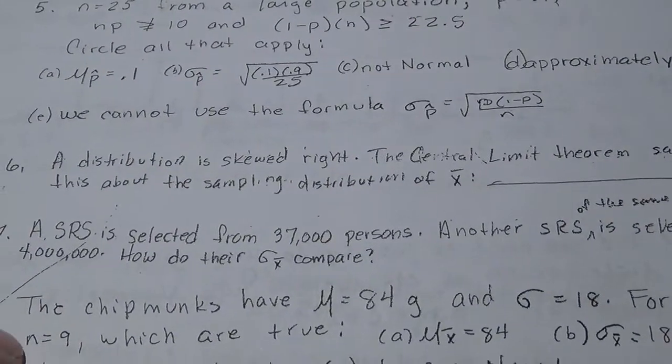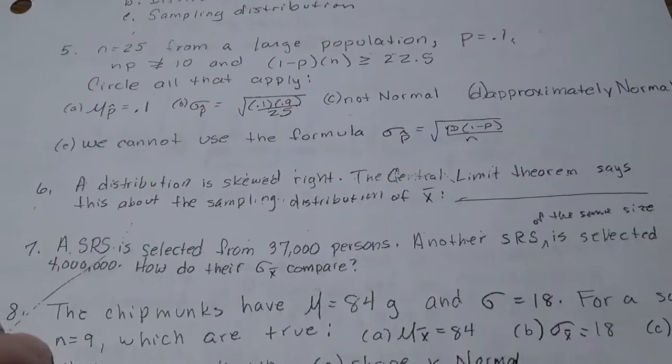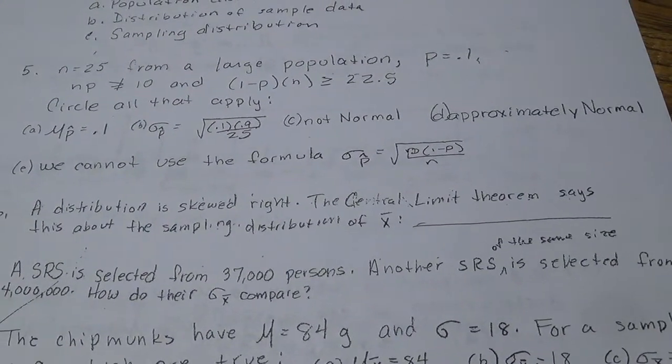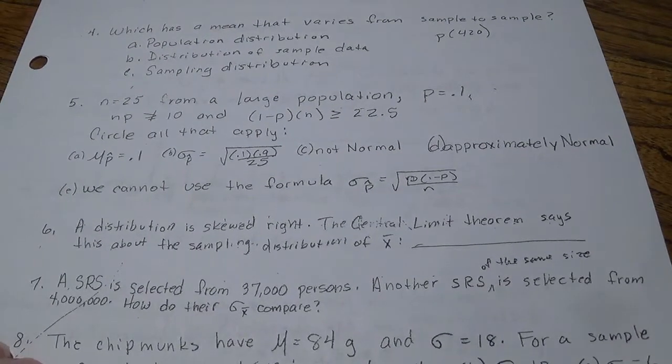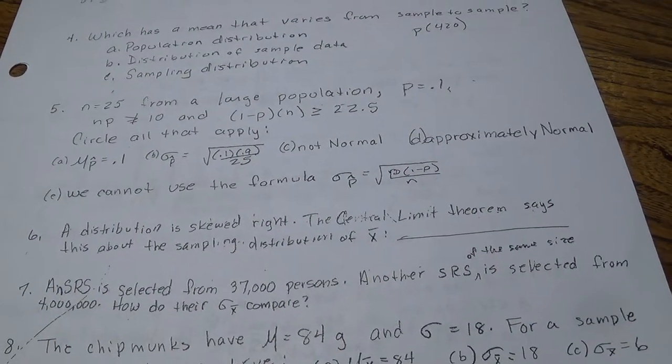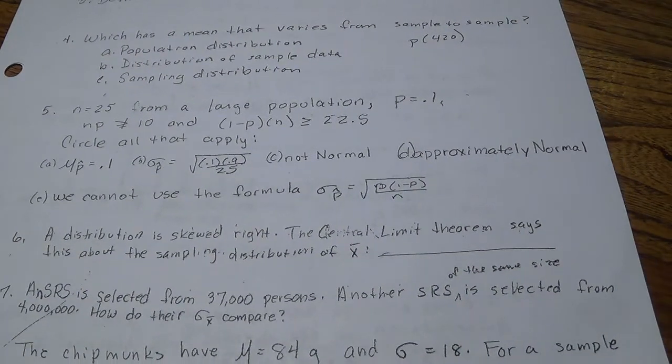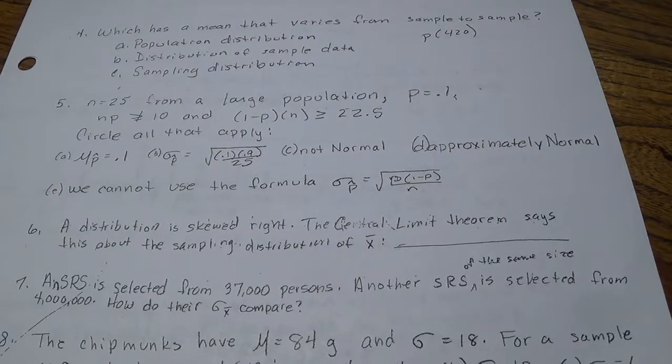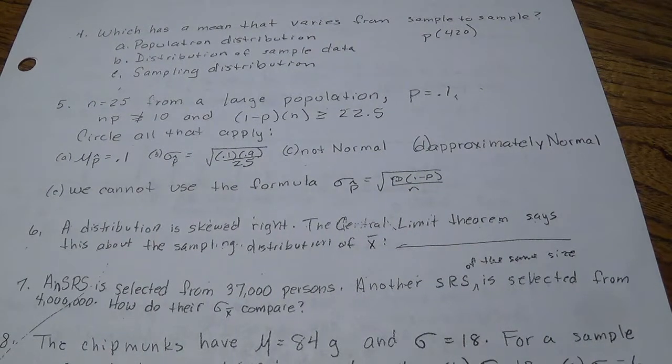Number 7. Let me see if I can get it on the screen. An SRS is selected from 37,000 persons. Another SRS of the same size is selected from 4 million. How does the standard deviation of x bar compare?